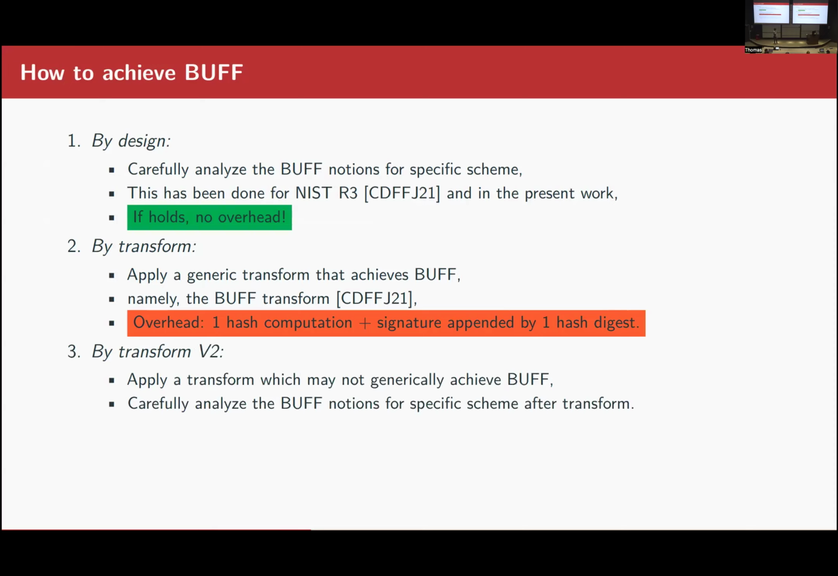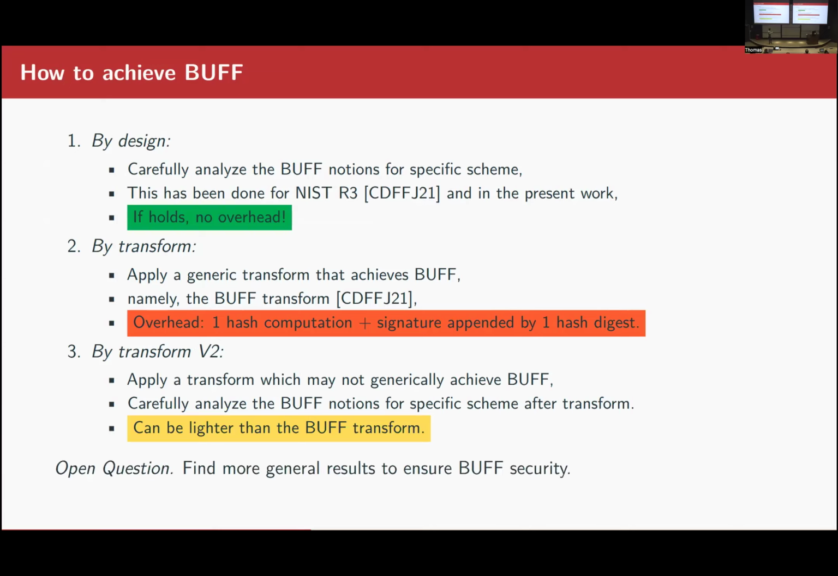So there is also a third option, that we can use other transforms, like I will present in a moment, where you don't need to append this hash digest. Because in general it fails to achieve BUFF, you need to redo the analysis. And this can be lighter than the BUFF transform. And maybe there can be more general results on BUFF security. You can ask me about this if you like to talk.